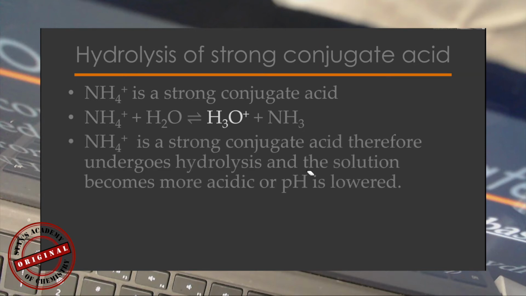Ammonium ion is a strong conjugate acid. Therefore, it undergoes hydrolysis and the solution becomes more acidic, or the pH is lowered. When the hydrogen ion concentration goes up, pH will come down. Bear that in mind. Sometimes while writing an answer, you can make silly mistakes, but it will still cost you marks because you wrote the wrong answer, right? So make sure that you don't make that mistake.